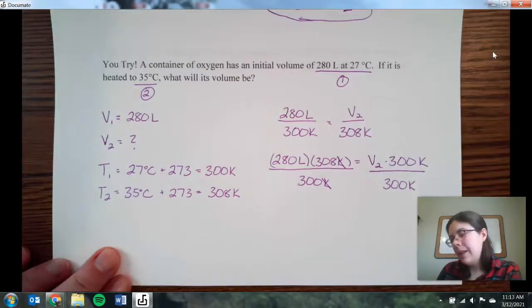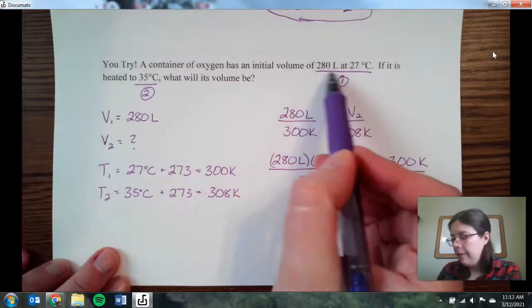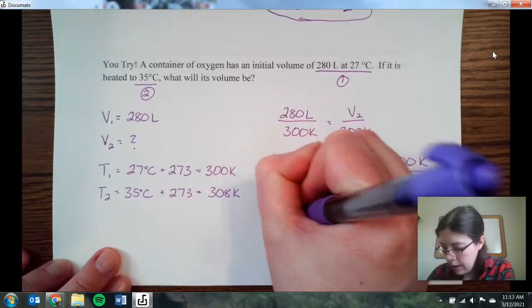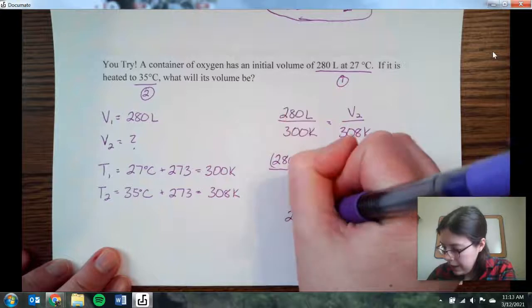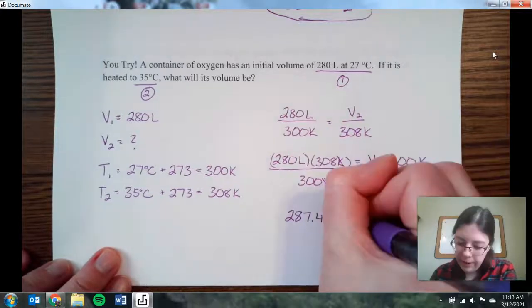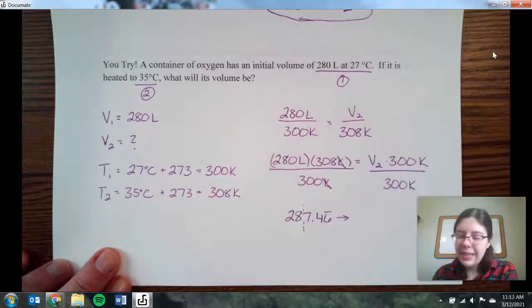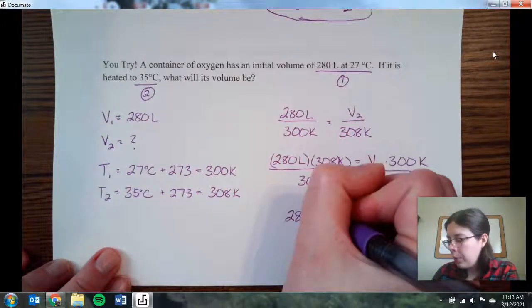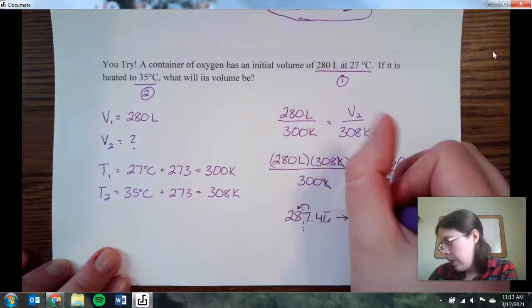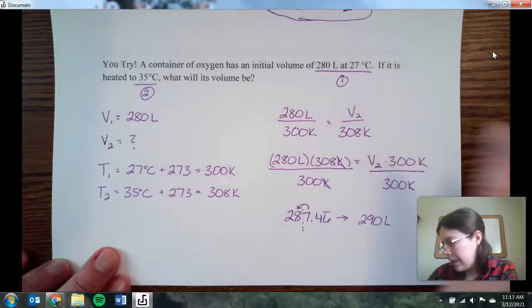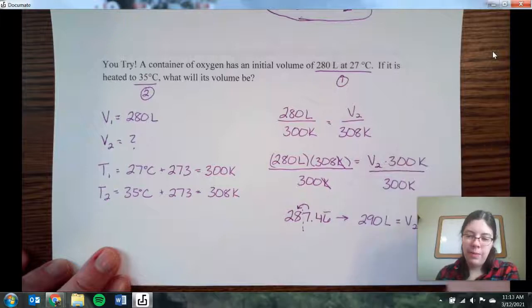If I look here, this has 2 sig figs, 2 sig figs, 2 sig figs. So I'm going to round my 287.46 repeating to just 2 sig figs. It's going to end up getting chopped off between the 8 and the 7. The 7 means I'm going to round up. So my answer for this question is 290 liters is my final volume.